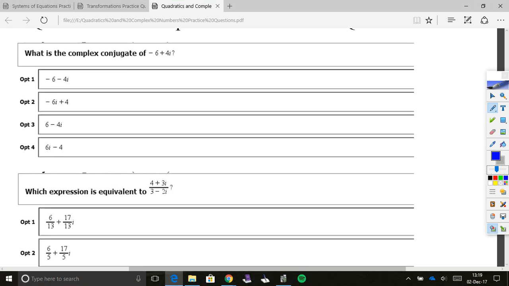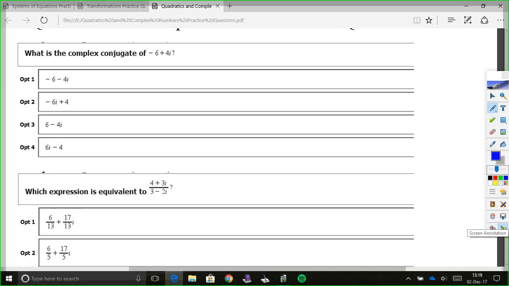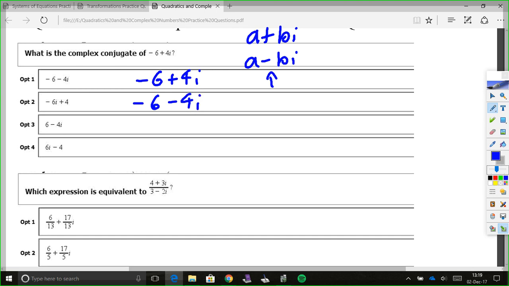All right, the conjugate. Remember, if you have a complex number a plus bi, the conjugate is a minus bi. So all you're doing is changing the sign in front of i. So here I've got negative 6 plus 4i. Its conjugate would be negative 6 minus 4i, where you simply change the sign in front of the i term.